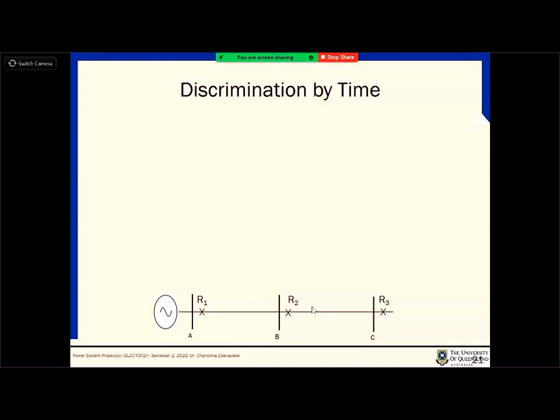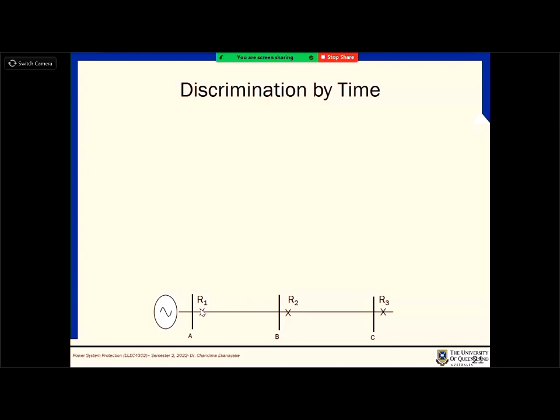You should go higher, because for a fault here, when this one is operating, the other one is still waiting. And if B cannot identify it, then A will operate after 1 second, right? So discrimination by time basically works by adding a time delay between the operations. It is very simple.